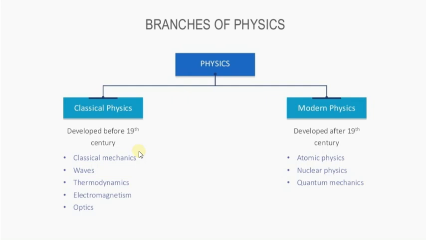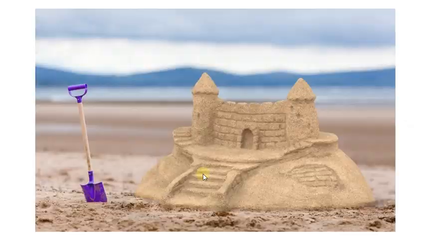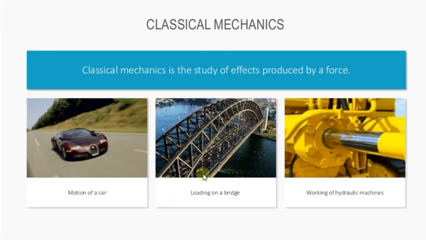In first year, we will study classical physics. That is about classical mechanics, waves, thermodynamics, electromagnetism, and optics. Whereas in second year, we will study atomic physics, nuclear physics, quantum physics, and mechanics. Okay, now in first year, we will study classical physics, in which we will discuss classical mechanics. What is classical mechanics?